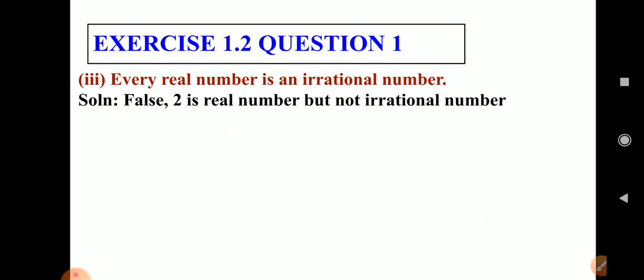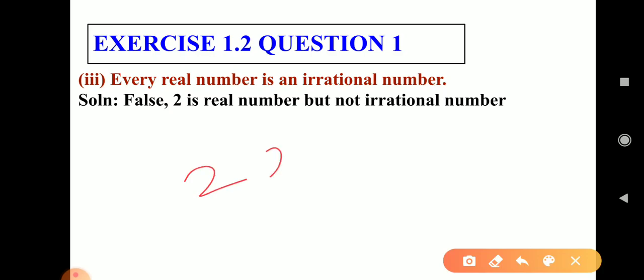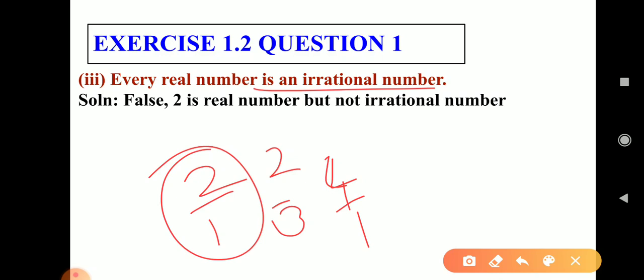But observe, if I consider the numbers 2, 2 by 3, 4, etc. 2 can be written as 2 by 1, so it is rational, so it is a real number. 2 by 3 is rational, so it is real. 4 by 1 I can write, 4 by 1 is a rational number, so it is real. But here they are giving every real number is an irrational number. So 2 by 1 is not an irrational number. So you can write false.